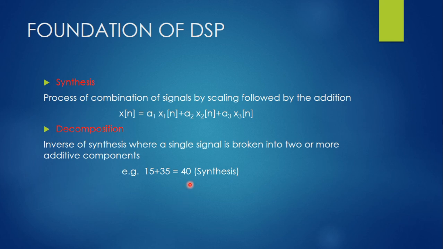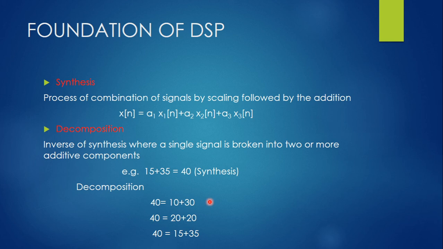Now, you add 15 plus 35 to give the 40. This is your synthesis. You are adding two components to get a signal. Now, if we want to decompose 40 into some signals, it can be defined in a number of ways. It is fixed, 15 plus 35, that is 40. But 40 can be written as 10 plus 30, 20 plus 20. Sorry, it is 15 plus 35, it is 50. Okay. You got the concept.